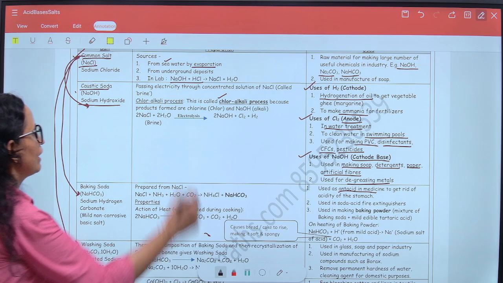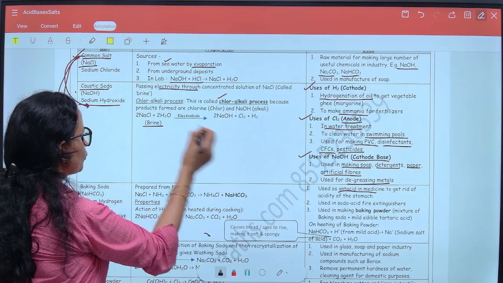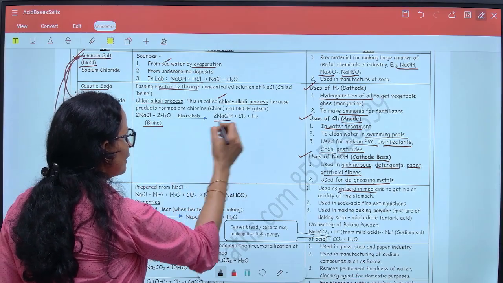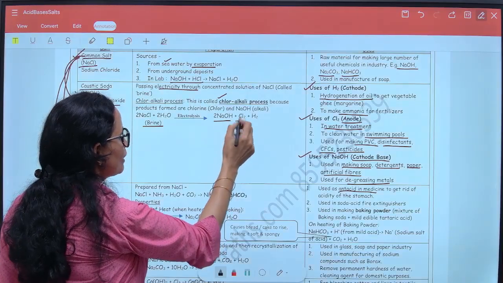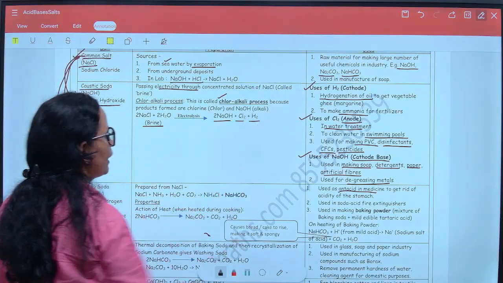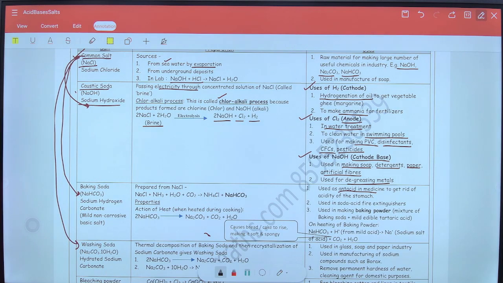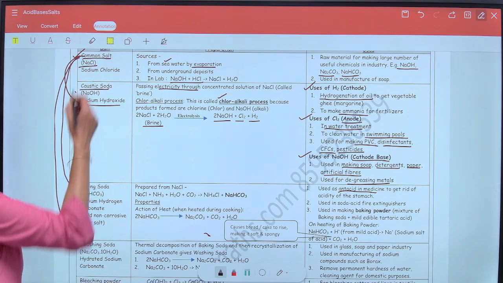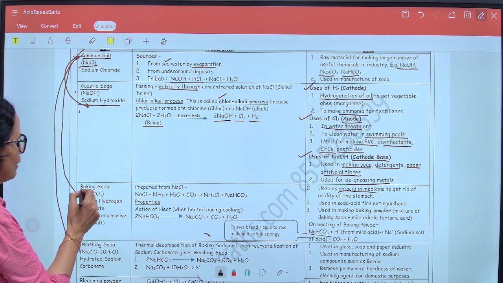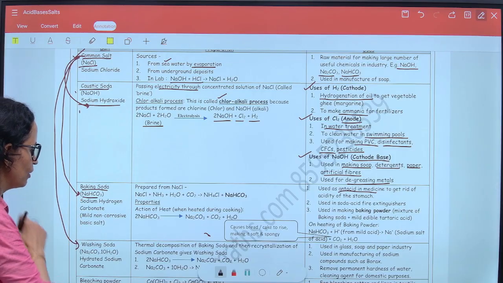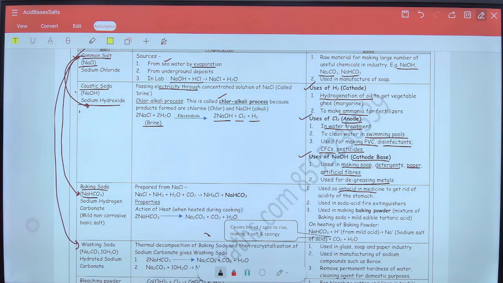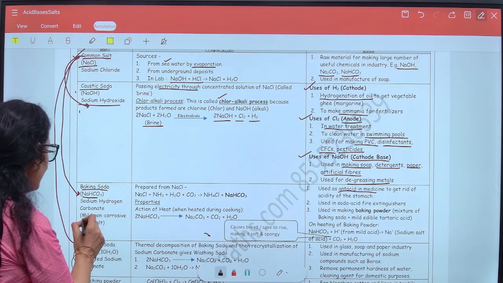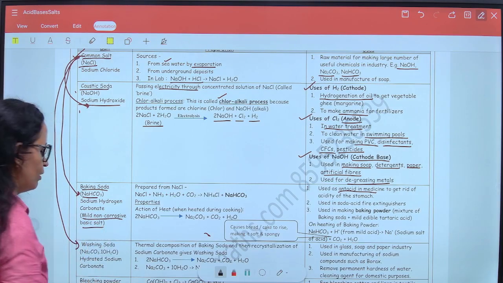So basically when electricity is passed through brine solution, you get NaOH at the base of the cathode, chlorine is liberated at the anode and hydrogen at the cathode, right? So this is how you get NaOH from common salt. Again, don't underestimate common salt. The next thing that we can create from this common salt is baking soda, that is NaHCO3, sodium hydrogen carbonate. This is a mild, non-corrosive basic salt.